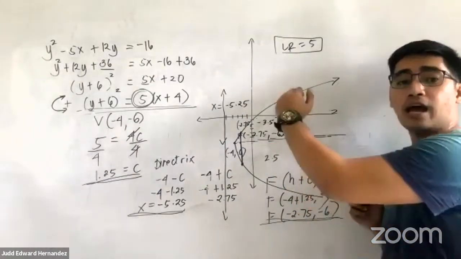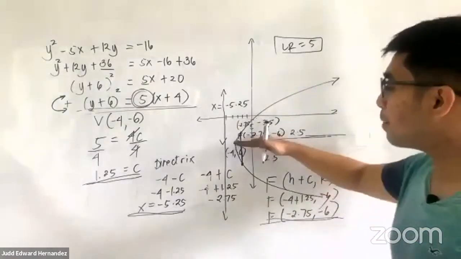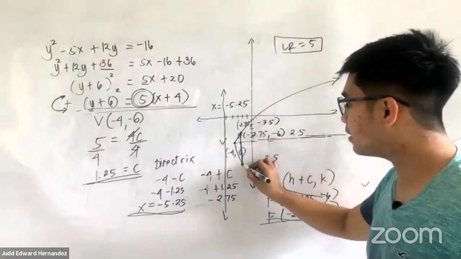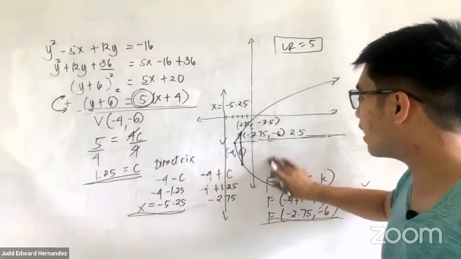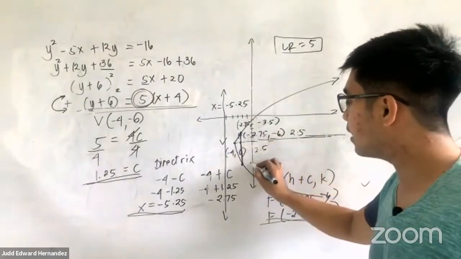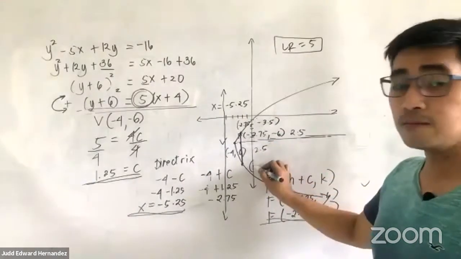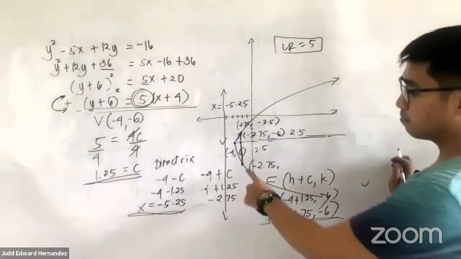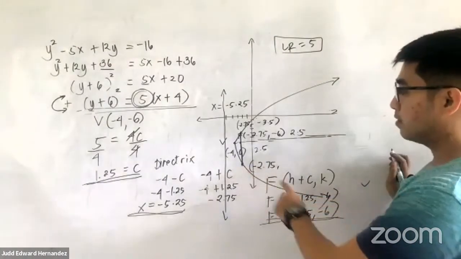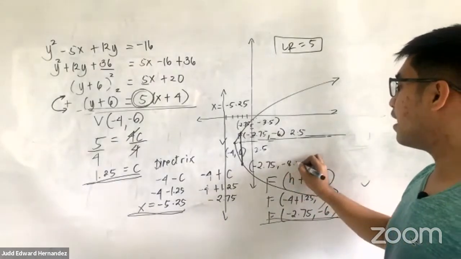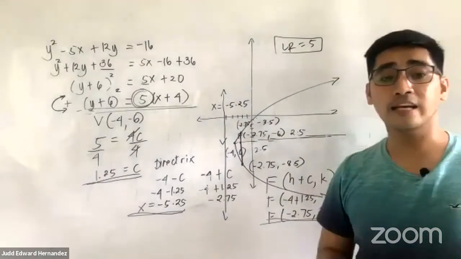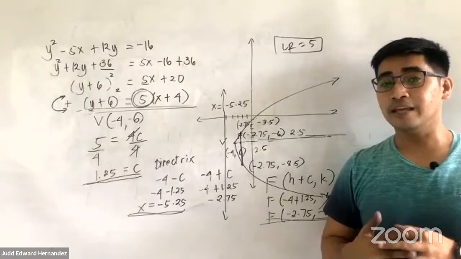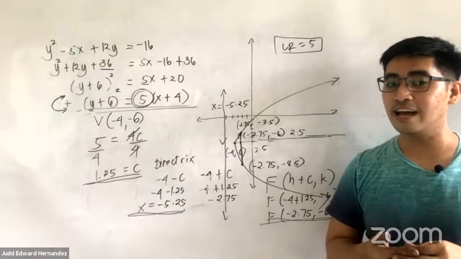Kasi umangat siya. Okay. Paano kung bumaba naman ngayon yung isang endpoint ng latus rectum? Asaan siya? Asaan ngayon yung point ng latus rectum na to? This becomes negative 2.75 and negative 8.5. Very good. Okay. Naiintindihan na bang mabuti yung endpoints ng latus rectum?